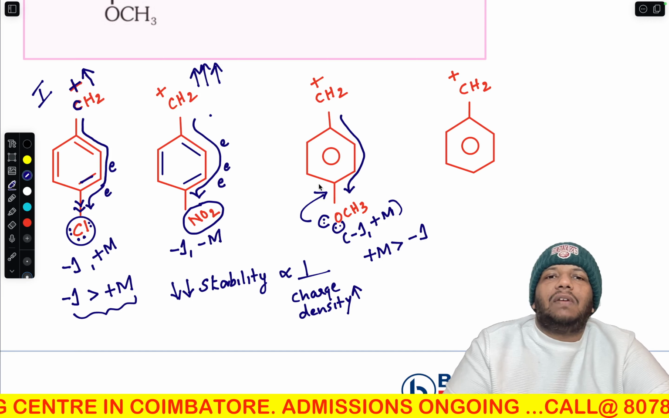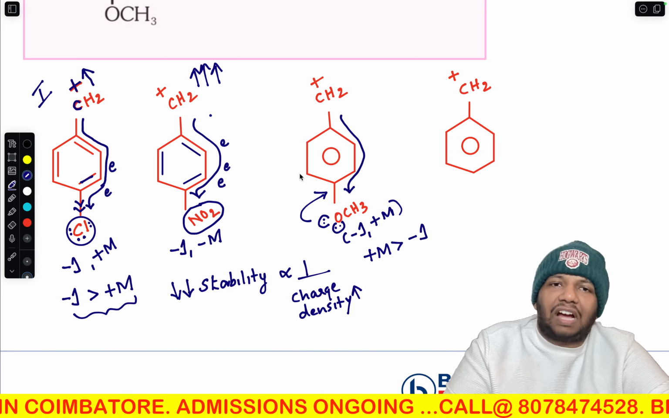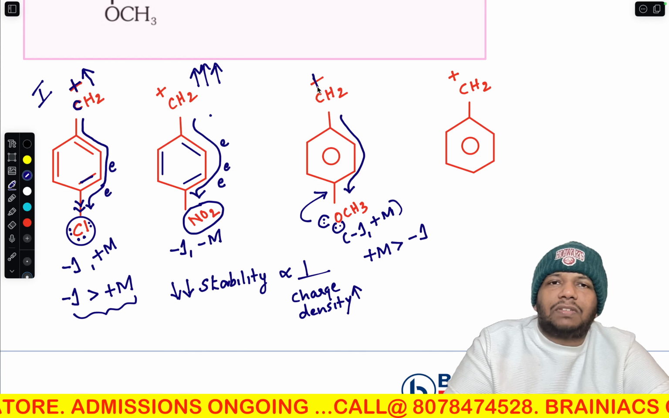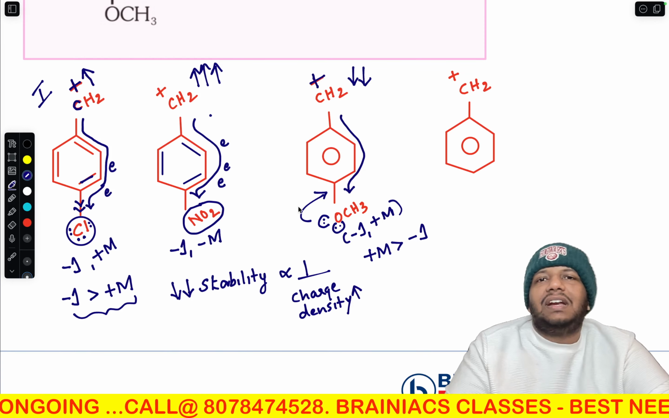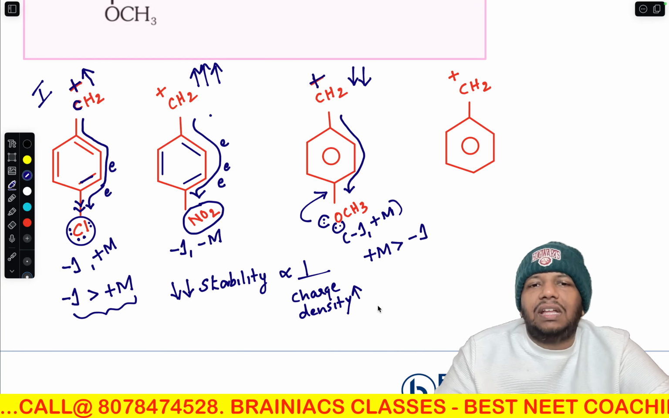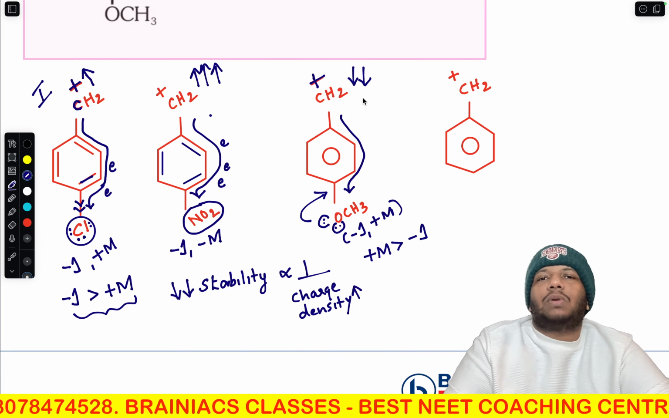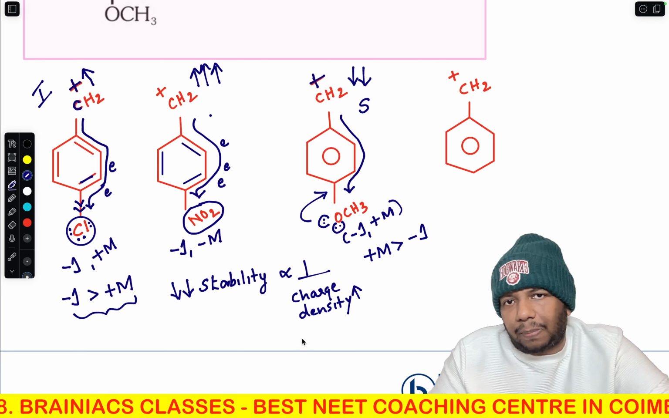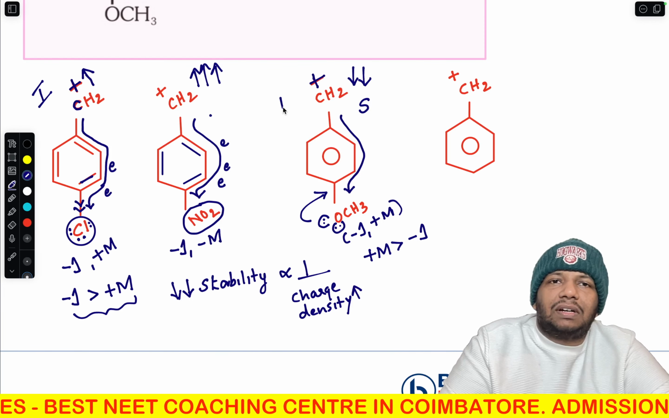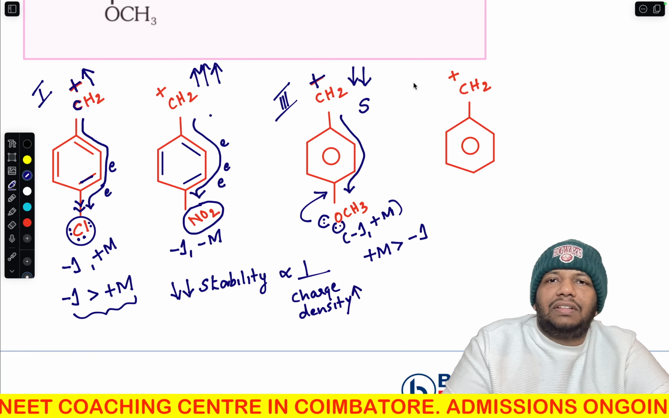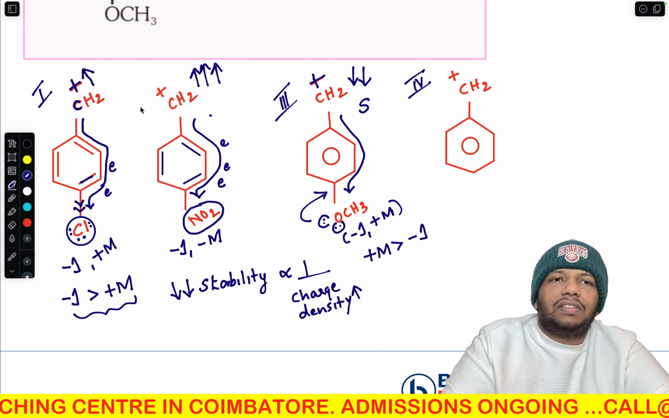When electrons move in this direction at a higher rate, the positive charge present here decreases. So charge density decreases, stability increases. So I can say this is a stable structure. This one doesn't have anything, so this is my fourth one. This is my third one. And this is my second one.